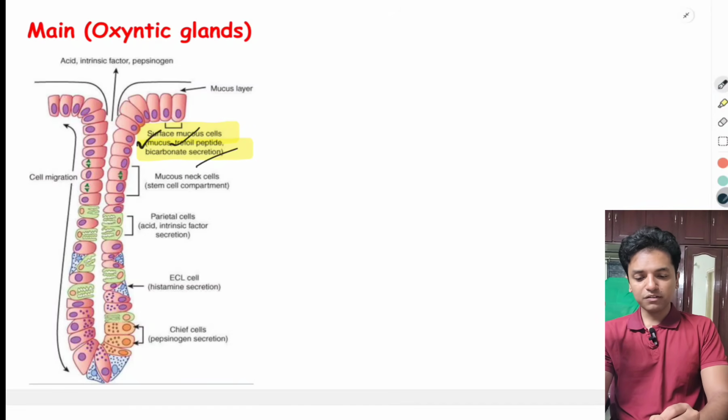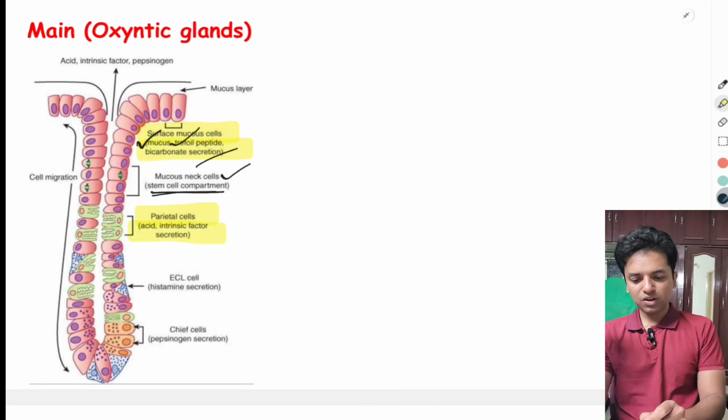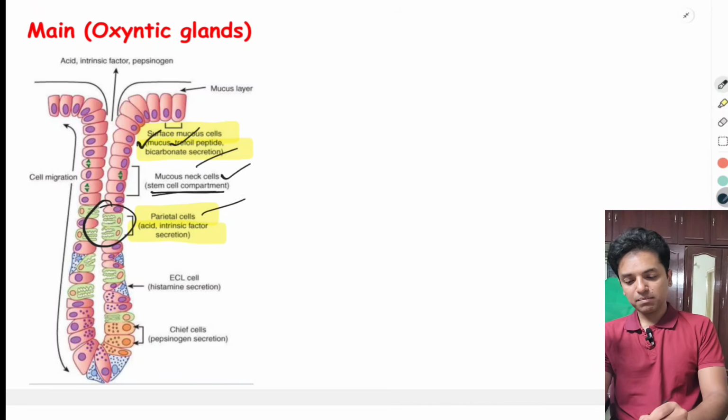It secretes the trefoil peptide and it also secretes the bicarbonate. Next we have the mucus neck cells. This is the stem cell compartment of the mucus cells. The third type of cell is what is called the parietal cells. Remember that these are the parietal cells.